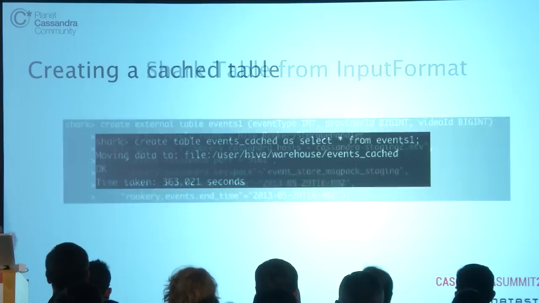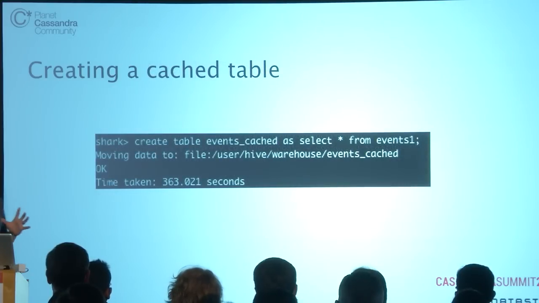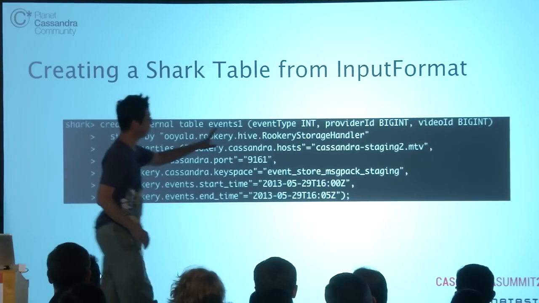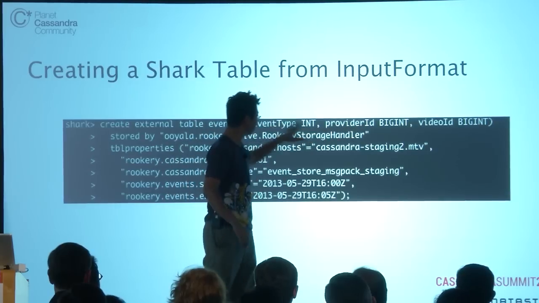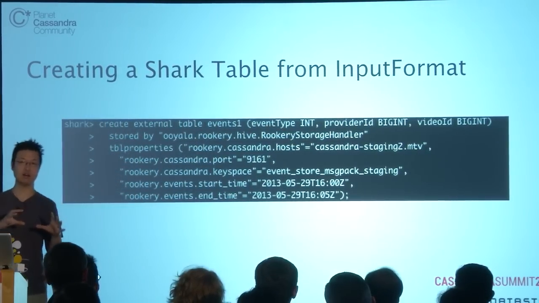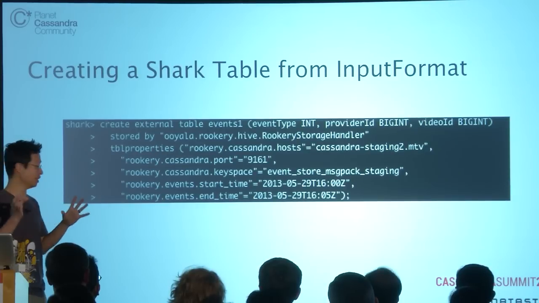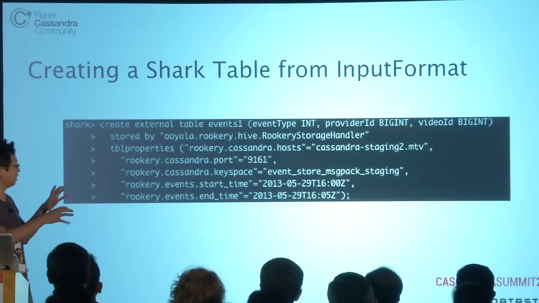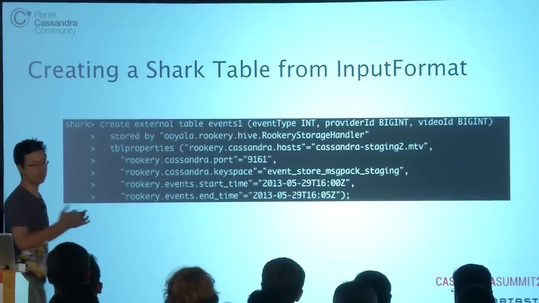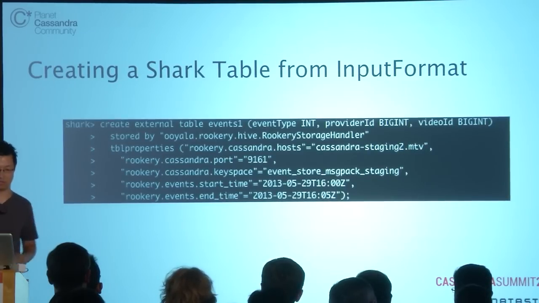Now that doesn't actually read data out of Cassandra. That just defines the table. And actually, if I go back, the most important part is that there are fields here. The event type and provider ID are actually fields in our JSON. Well, it's actually not JSON anymore, but those are fields in the event map. So every time you create a table, you're saying, I want these fields, these fields, these fields.